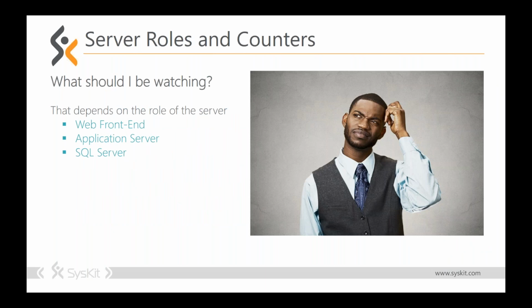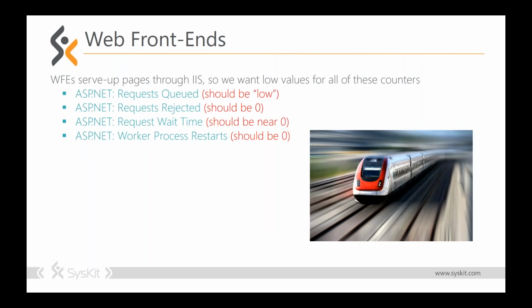So what should you be watching? Well, that's going to largely depend on the role of your server, as well as where you're seeing problems. Where we see problems in different servers depends on that server's role, unsurprisingly. So we can start with web front ends. In web front ends, we're typically serving up pages through IIS, so we naturally want to do everything we can to keep that web front end pushing requests through the pipe.